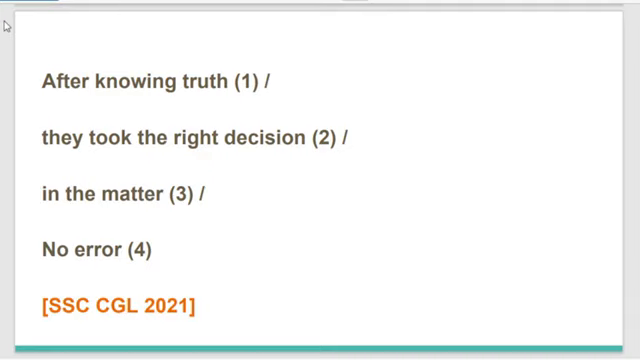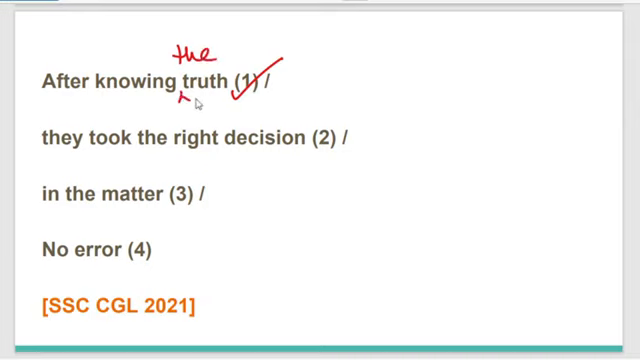Coming to the next and the last question for today's class, let's read the question. After knowing truth, they took the right decision in the matter. Now this is a question of SSC CGL 2021. Now let's read once more. After knowing truth, they took the right decision in the matter. Now in this sentence, the error is lying in part 1. Now let me tell you why. After knowing the truth, they took the right decision.